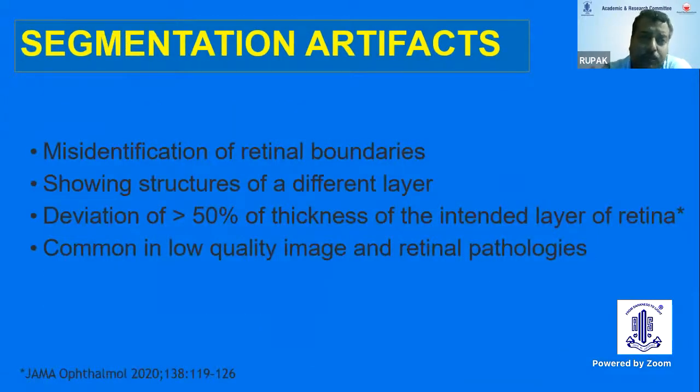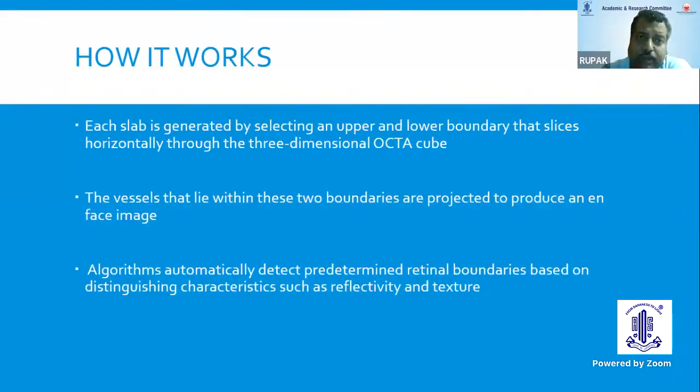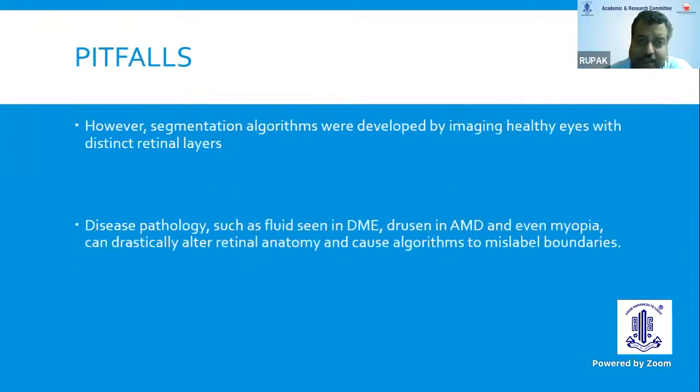Coming to the most clinically affecting artifact in OCT angiography, that is the segmentation artifact. This occurs due to misidentification of the retinal boundaries and showing structures of different layers. Before we go into the segmentation artifact, we have to understand how the OCT angiography slabs work. Each slab is generated by selecting an upper and lower boundary. The vessels that lie within these two boundaries are projected to produce an en-face image, and algorithms automatically detect predetermined retinal boundaries based on distinguishing characteristics such as reflectivity and texture.